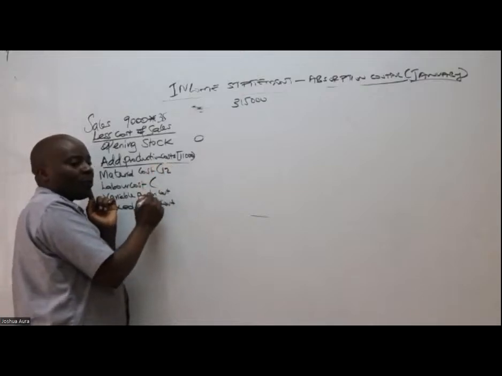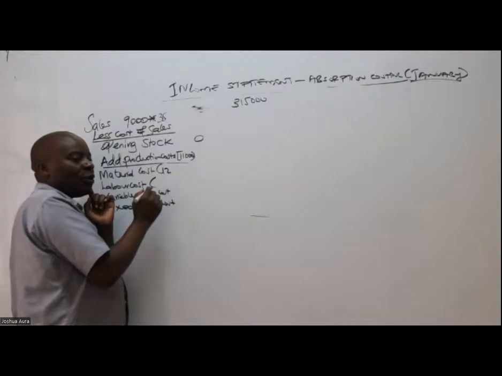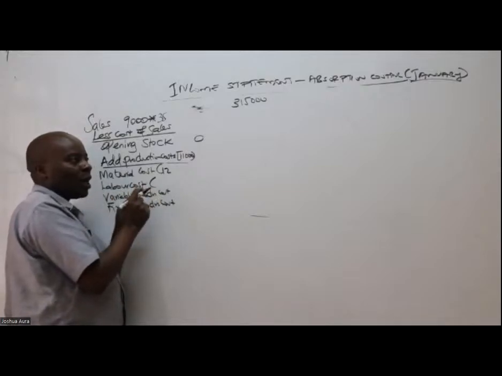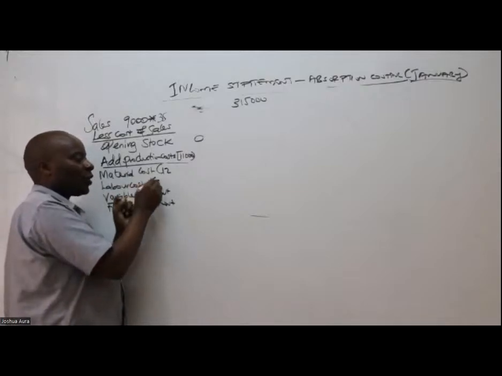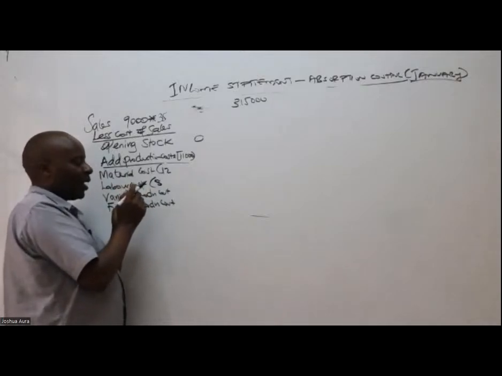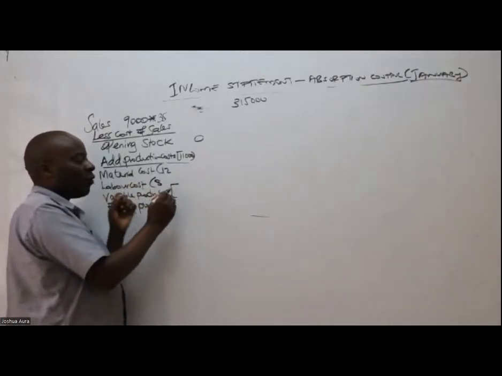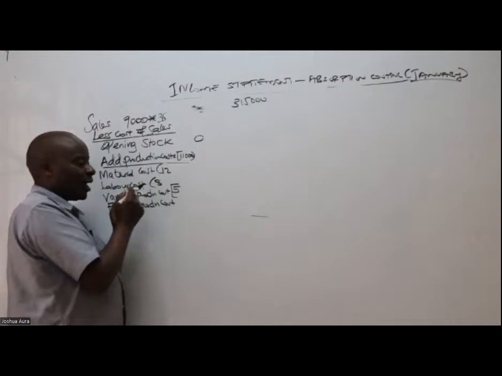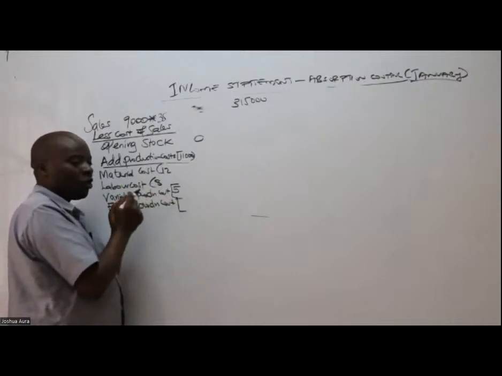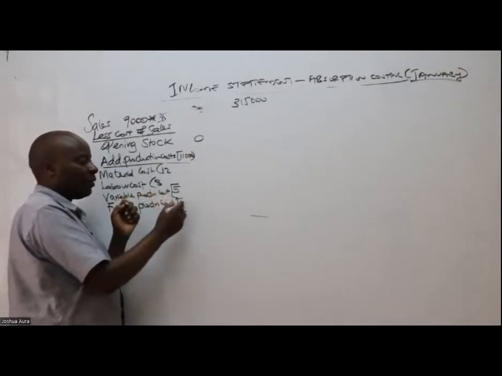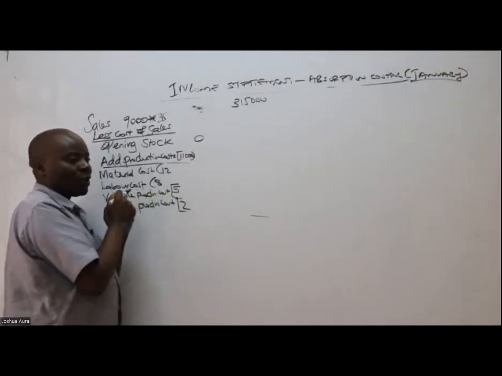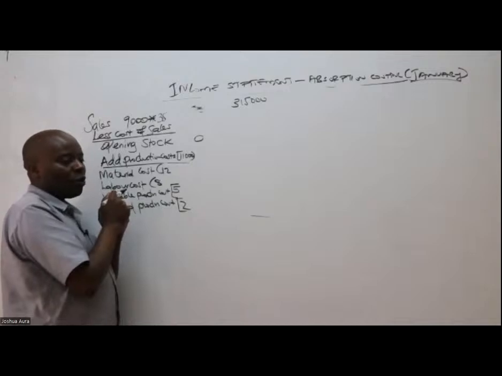The labor cost per unit, what do we have? Labor cost was 4 hours at 2. So this gave us 8 per unit. And then we have variable production overhead, which gave us 5. And then we have a fixed production overhead, ladies and gentlemen, which gave us 2 per unit.